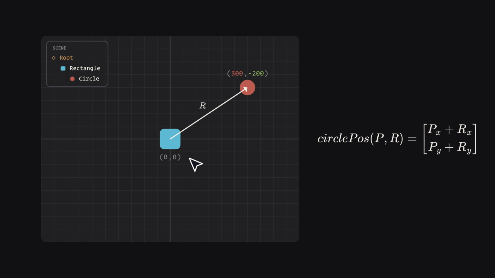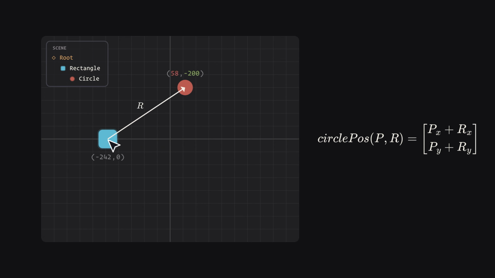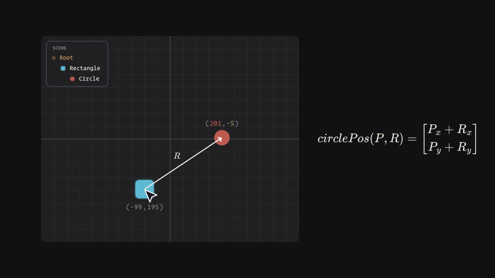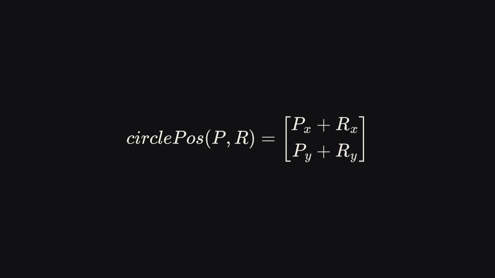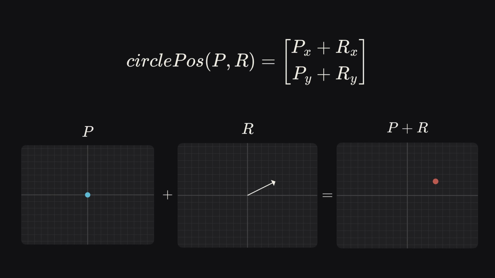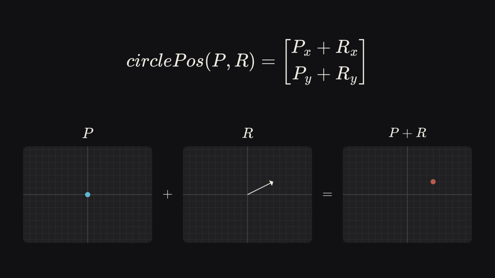Now, when we move the rectangle around, we can use this formula to figure out where the circle should be drawn. This formula is still pretty simple, and we're going to see in a second that it's also far from complete, but it's a good start. What this formula is describing is a transformation. It's taking in a point P and returning a new point that's shifted over Rx on the x-axis and Ry on the y-axis.